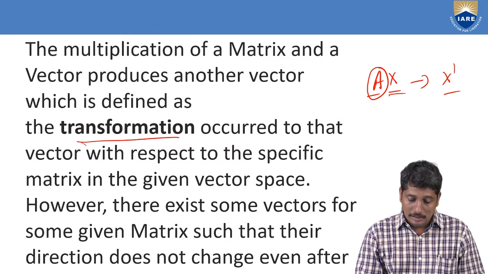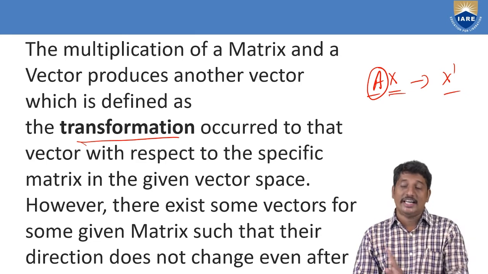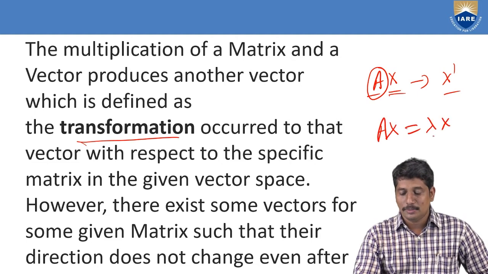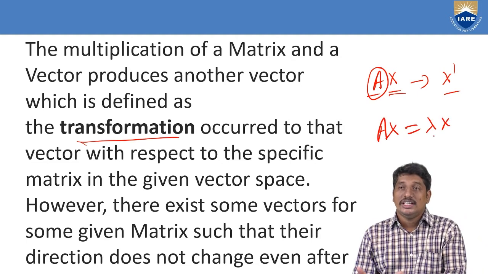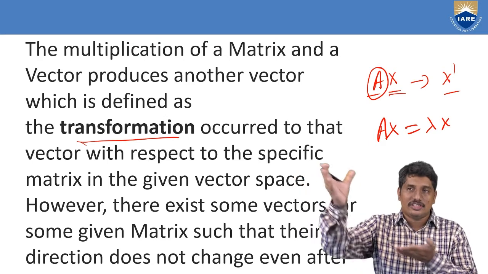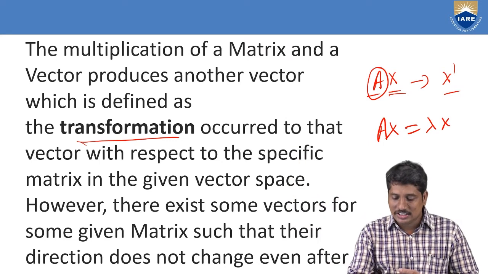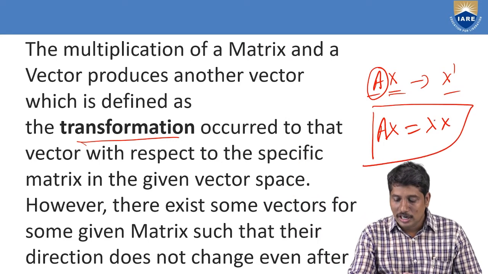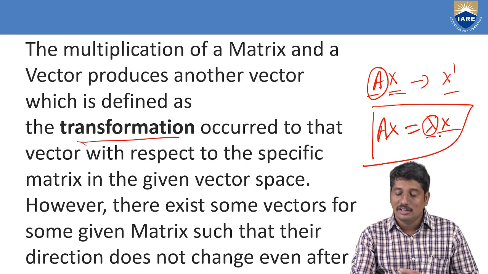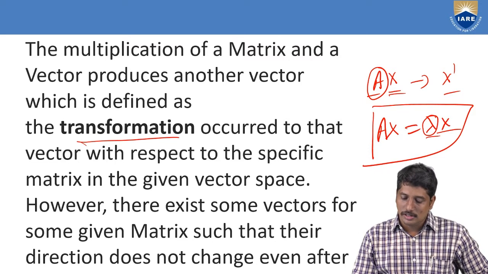However, there exist some vectors for some given matrix such that their direction doesn't change. So what do we say? Ax is equal to lambda x. That means x is not changing its direction. X is continuing in its original direction even after being multiplied by A, the transformation. Such vectors are called eigenvectors, and this lambda is called eigenvalue. So this x is called eigenvector, which doesn't change its direction, and the number associated with x is called eigenvalue.